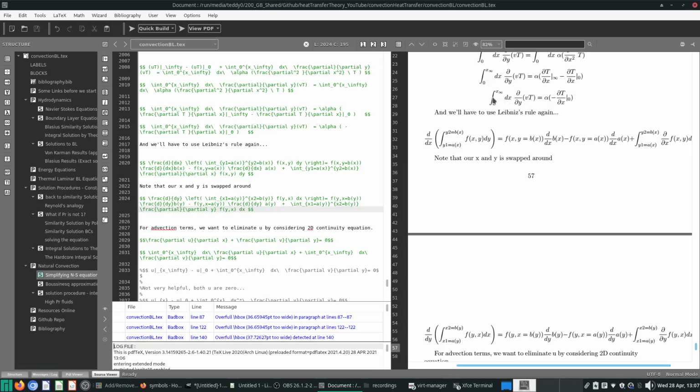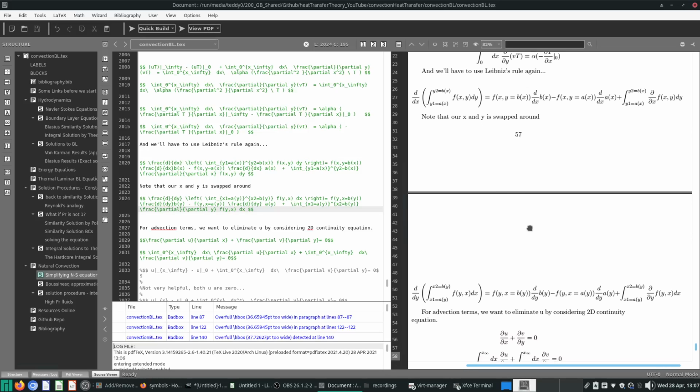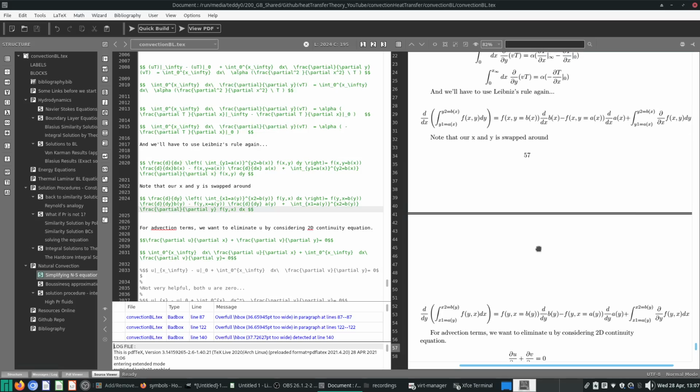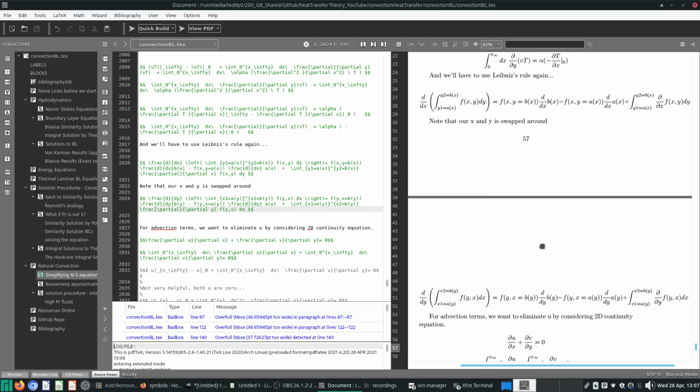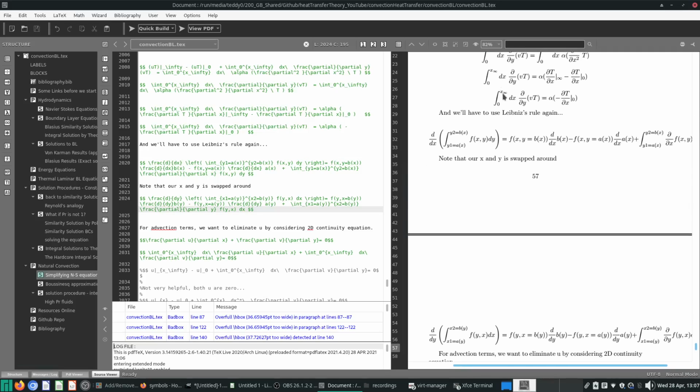So we can do this. Integrate from 0 to x infinity, wherever the free stream is. It could be the boundary layer thickness, or whatever. The partial of vT with respect to y. So let's do that. Let's do some substitutions now. What is a(x), or a(y) now?